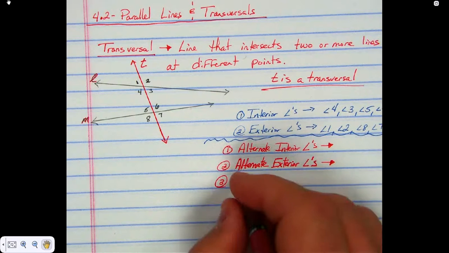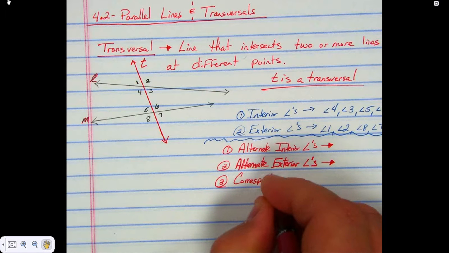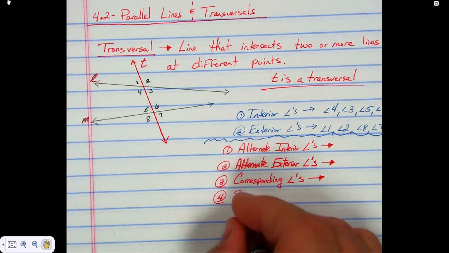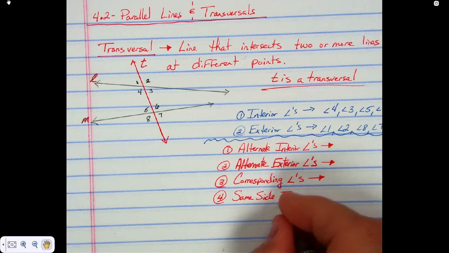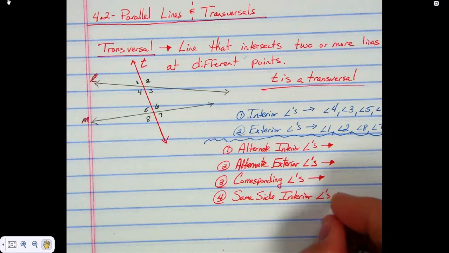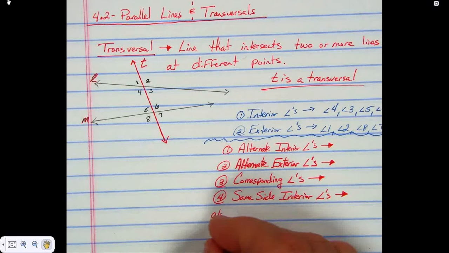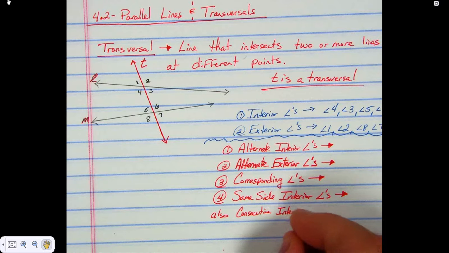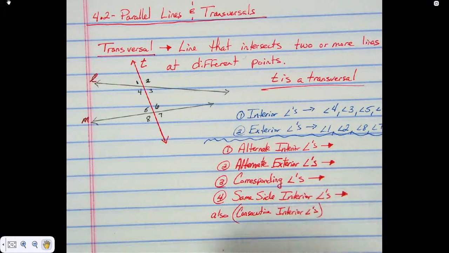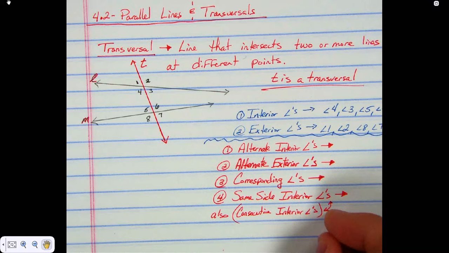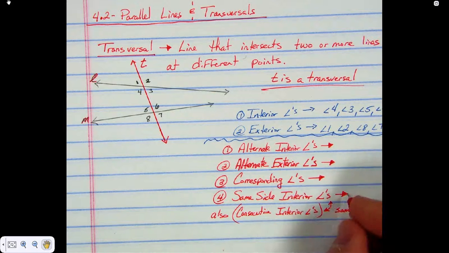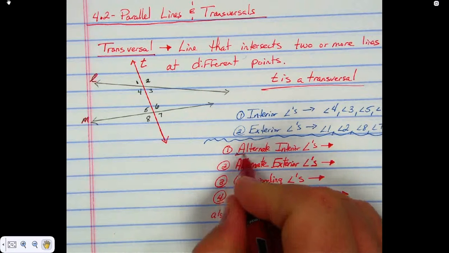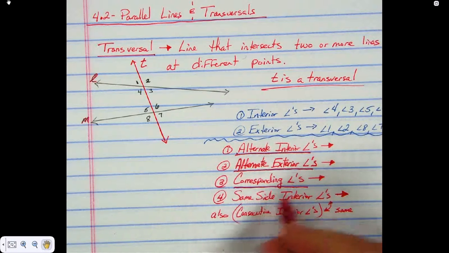Next one is going to be corresponding angles. The last one is going to be same side interior angles, also known as consecutive interior angles. These are the same. You will have to know what these are and be able to identify them with respect to a transversal.